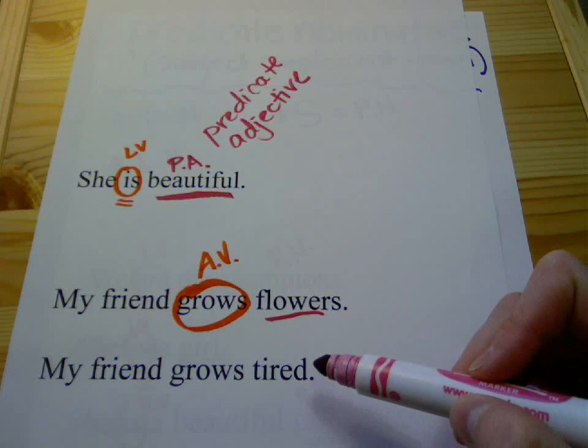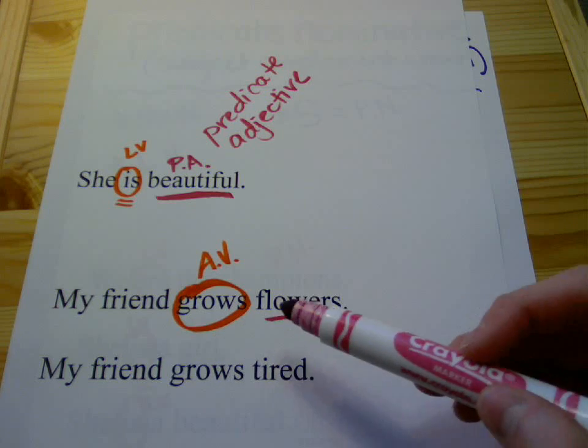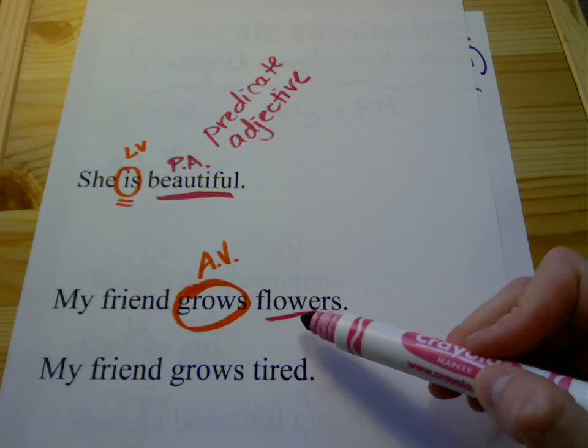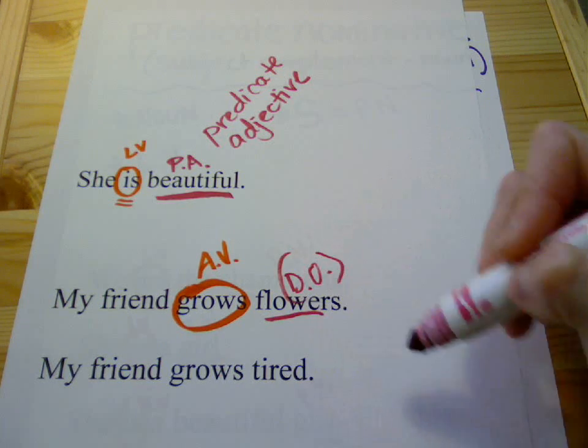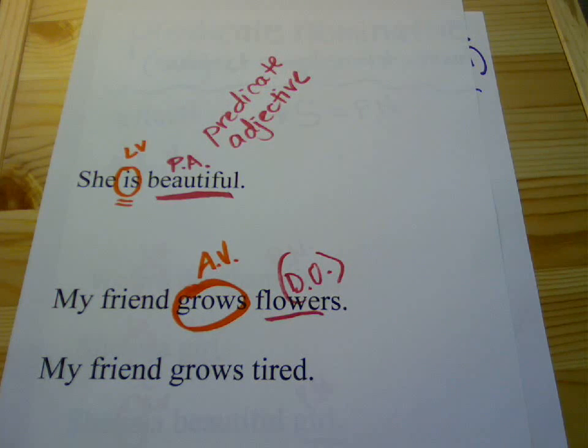Let's take a look at what this is. It's not my friend equals flowers. My friend grows flowers. My friend grows what? My friend grows flowers. So here it's a direct object. It's not a predicate nominative. So we don't have a PN in this sentence. Let's look at the next one.